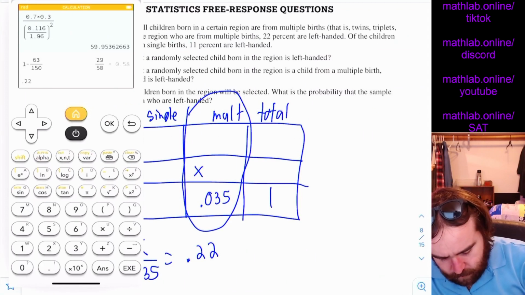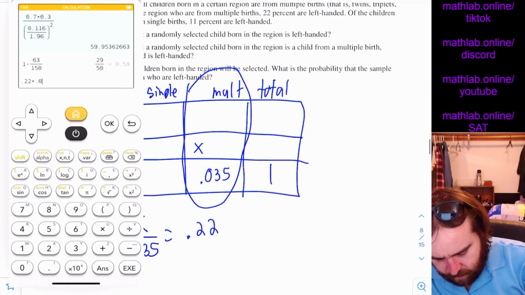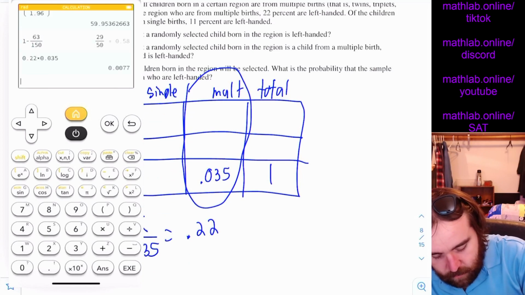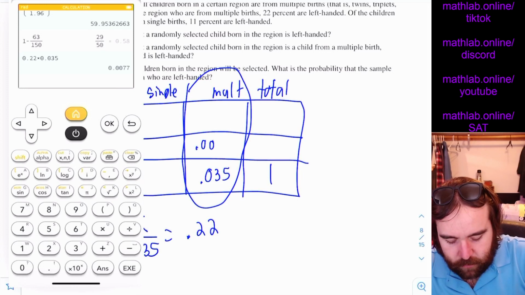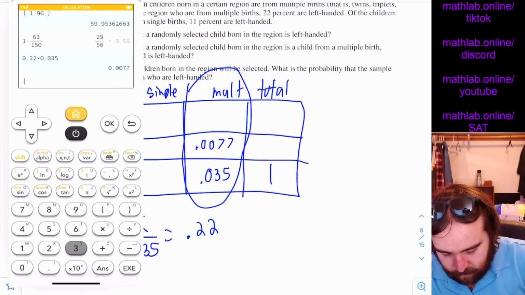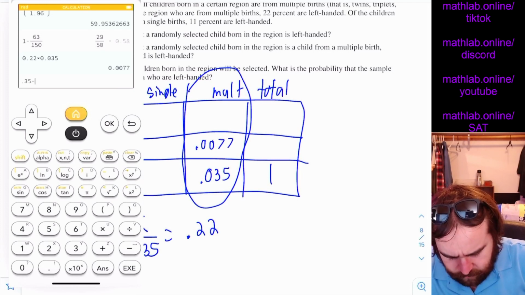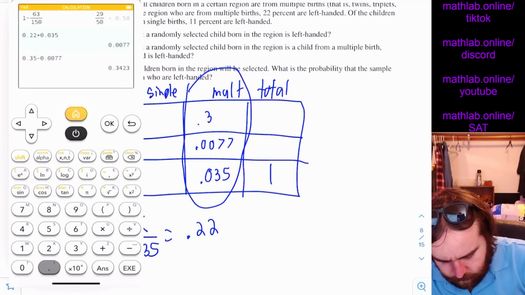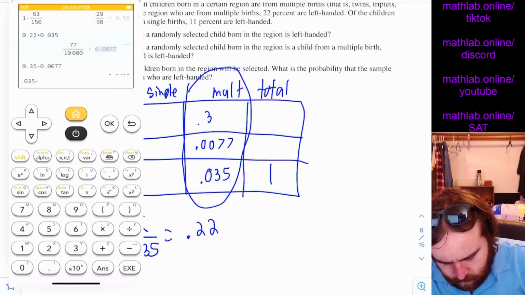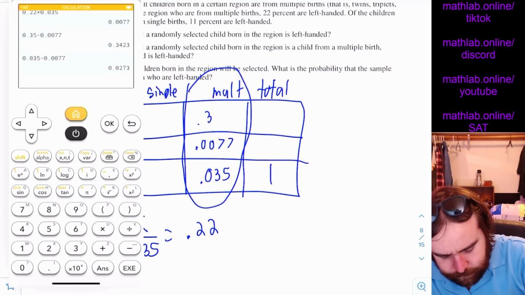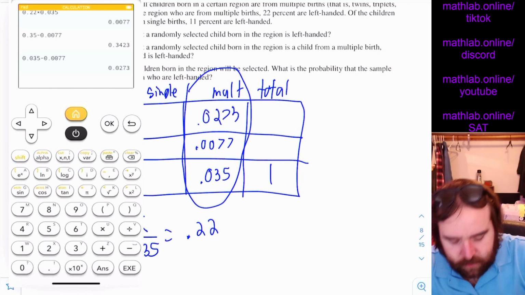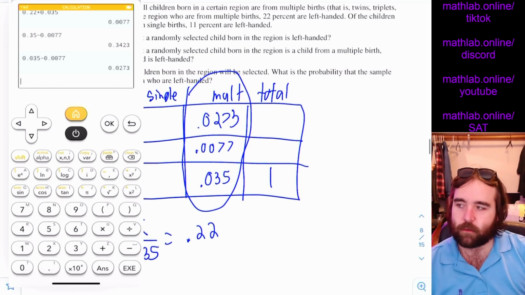So 0.22 times 0.035 is a very small number, and that makes sense. So this is 0.0077. We'll go ahead and get the box above it by doing 0.035 minus that answer to get 0.0273, because the multiple births have to add up to the total, right?